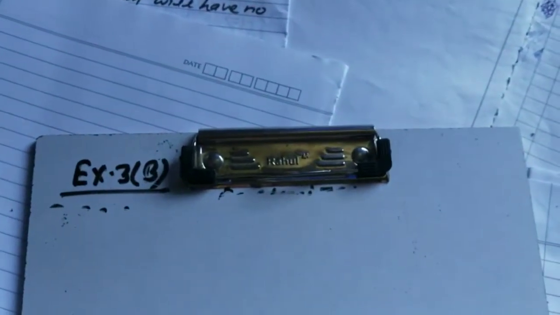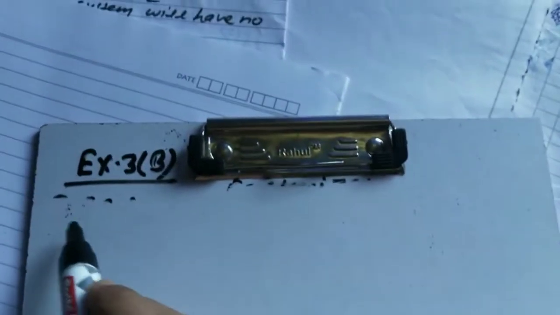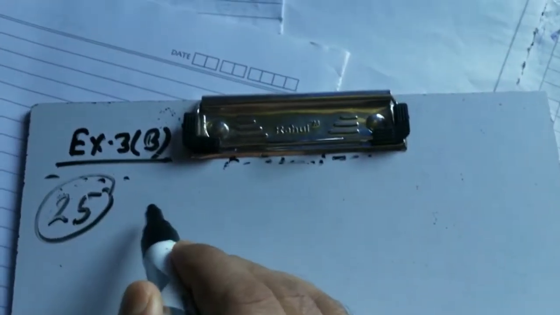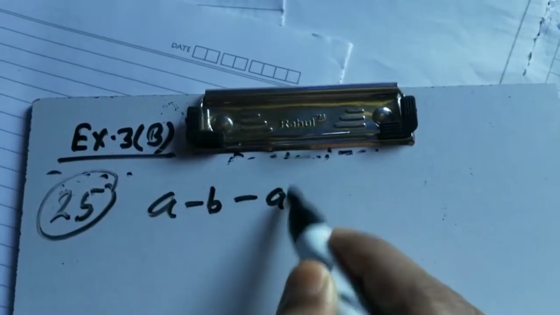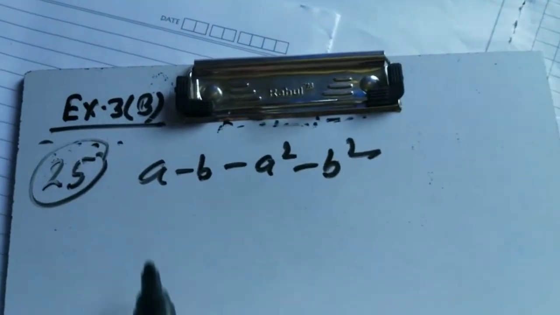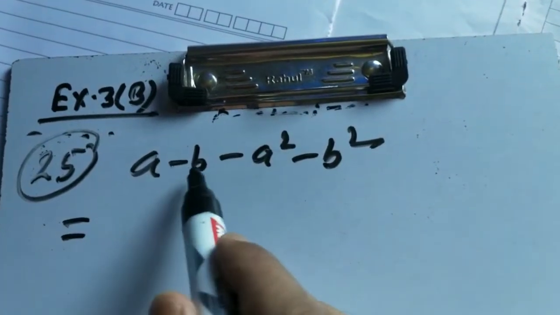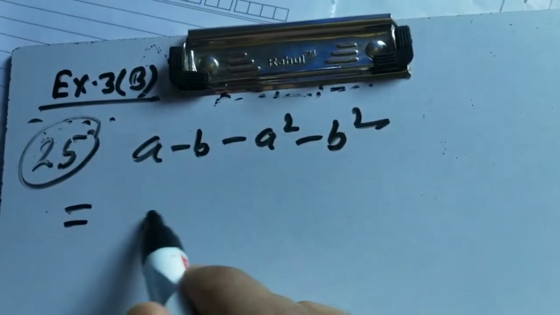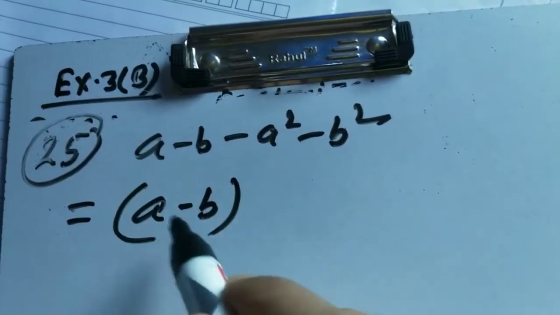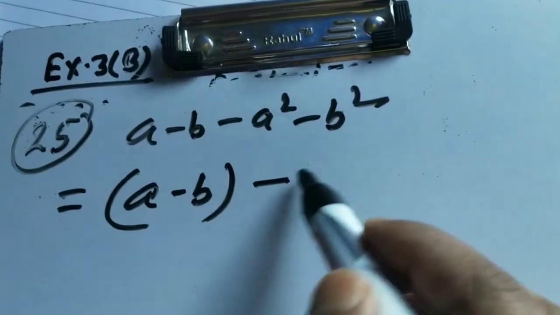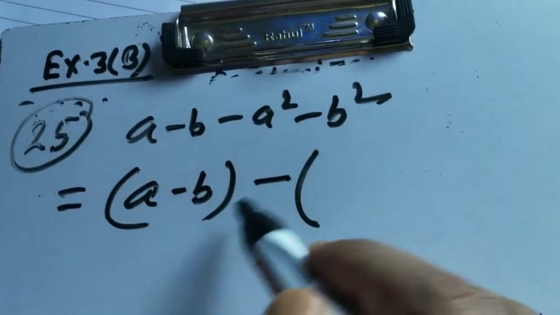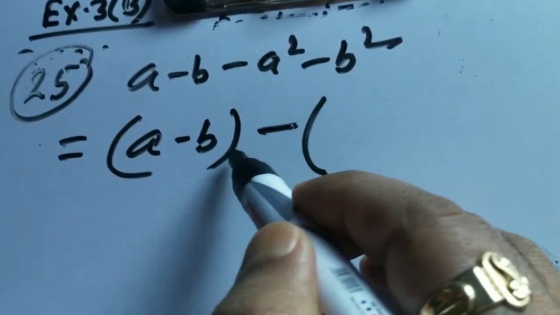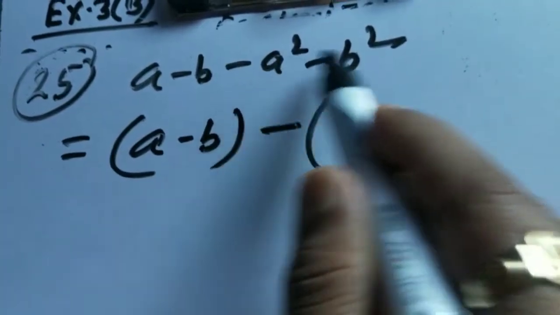Now let us see question number 25. Question number 25, which is given: a minus b minus a square minus b square. You have to factorize it. So this is a minus b and these are squares. So separate it, a minus b will be together and minus, put the minus sign and give the bracket. If we take minus sign outside of the bracket, the sign will change.